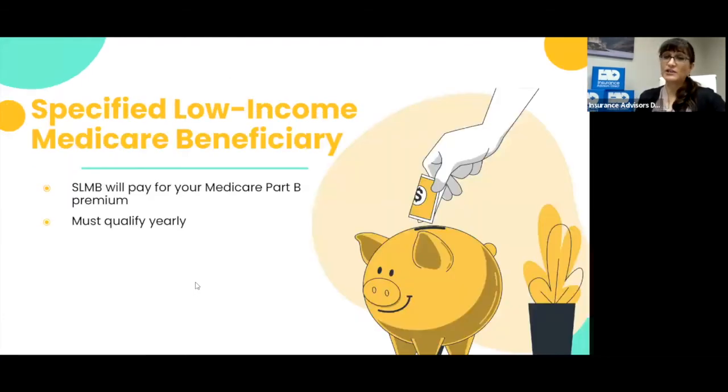A simplified low-income Medicare beneficiary, otherwise known as SLIM-B, will pay for your Medicare Part B premium, but you must qualify yearly. So sometimes you might run into people where it's like, no, I don't want to apply because you have to do that once a year. Usually it's just to make sure that nothing has happened that's different in your income level, you haven't moved or anything of that nature.